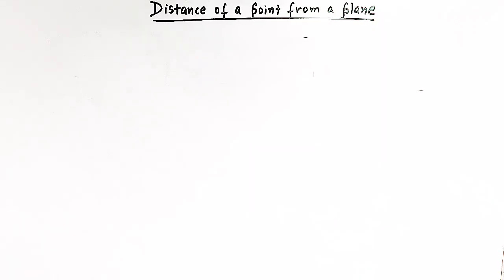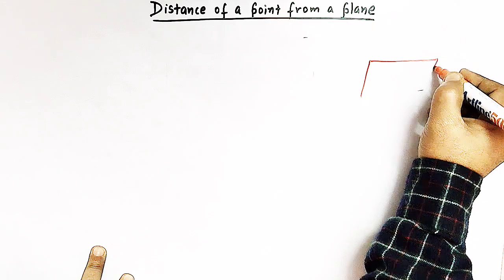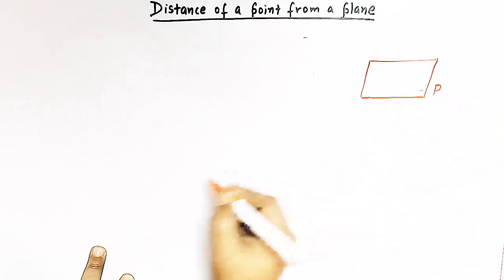Hello, viewers. In today's session, we are going to discuss an important result from three-dimensional geometry. And here we are going to derive the formula for the perpendicular distance of a point from a plane, right? So suppose we are given a plane, and let us denote this plane by the letter P, right?